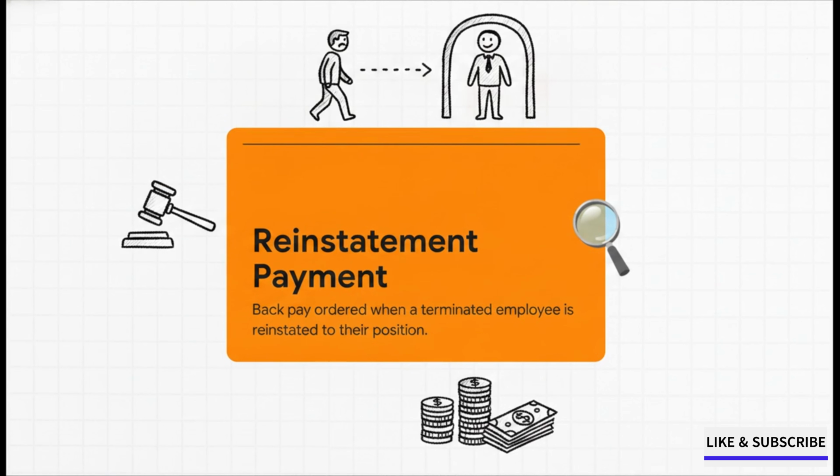Our final retroactive type is the reinstatement payment. This is back pay ordered by a court or a union when a terminated employee gets reinstated to their position. Legal decisions basically force the employer to make the employee whole for the wages they lost during that whole period.